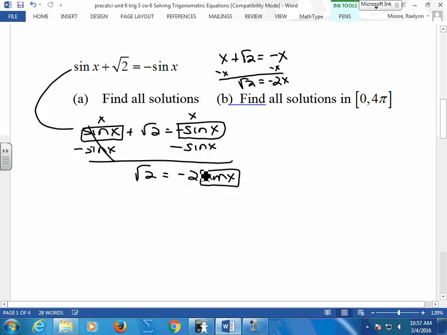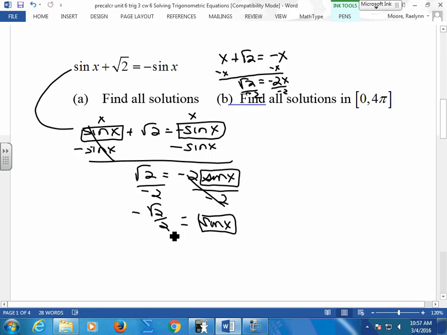There's my variable still. So how do I want to solve for my variable? If I'm up here, what am I going to divide by? Negative 2. So I'm down here. I'm going to divide by negative 2. So I get the sine of x, this is still my variable, is equal to negative radical 2 over 2.